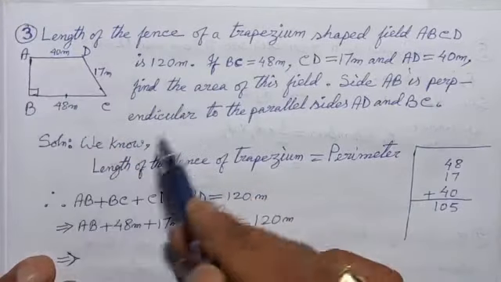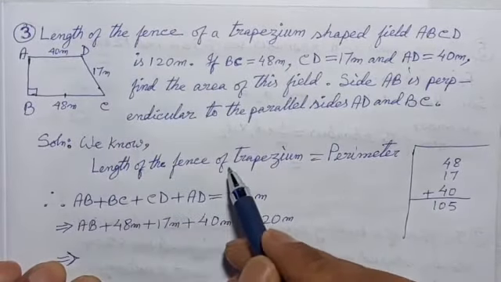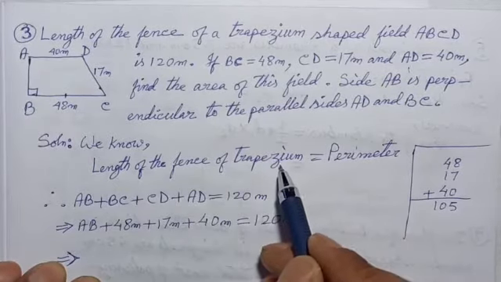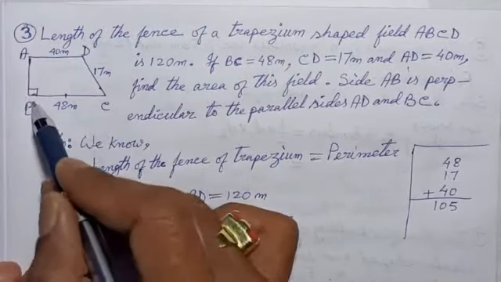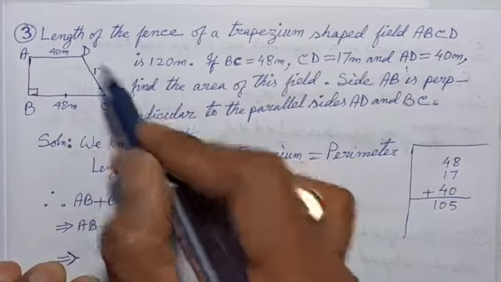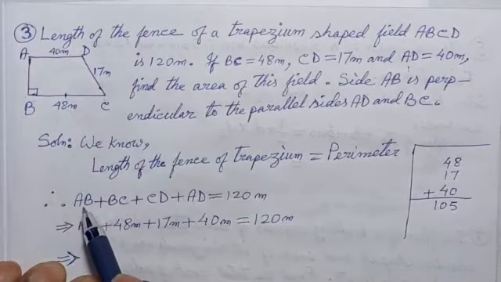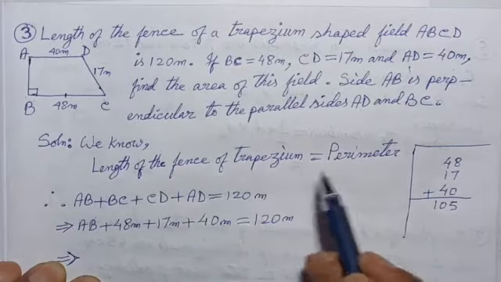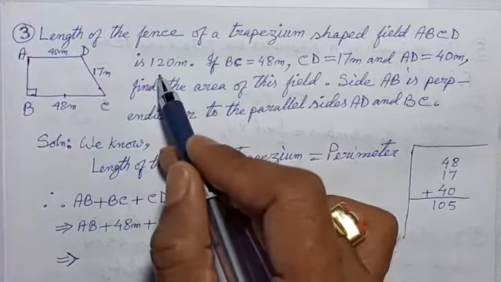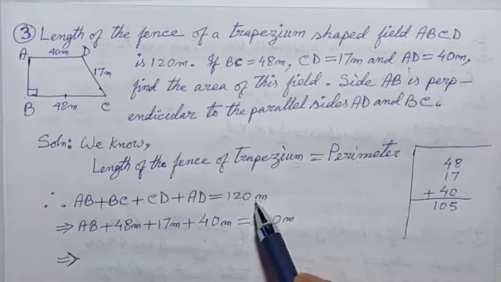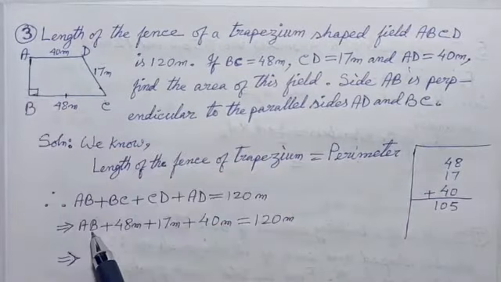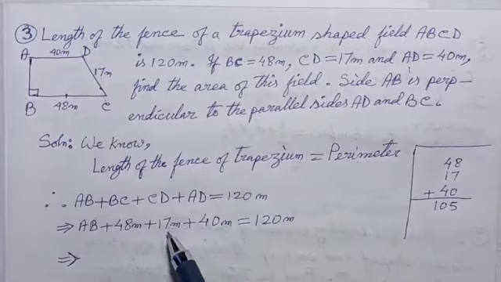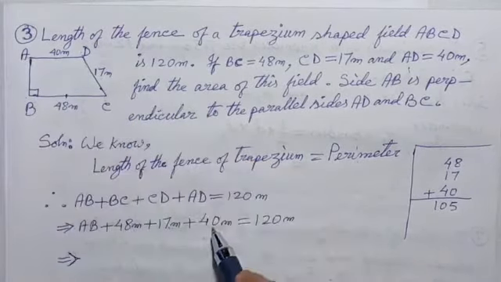So question number 3, solution. We know the length of the fence of the trapezium is equal to the perimeter, and the length of the fence is AB plus BC plus CD plus AD, and the perimeter is given in the question, that is 120 meter. So the perimeter is 120 meter. Now we have to find AB. AB plus BC, which is given as 48 meter, and CD is given as 17 meter, and AD is also given as 40 meter. Now next steps.